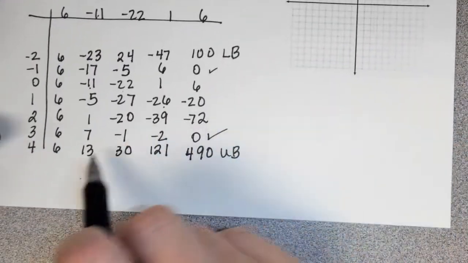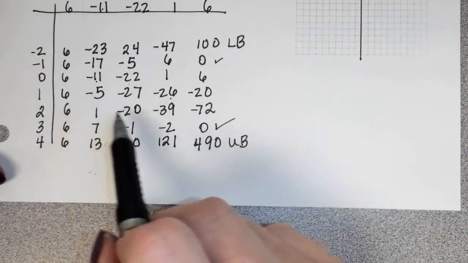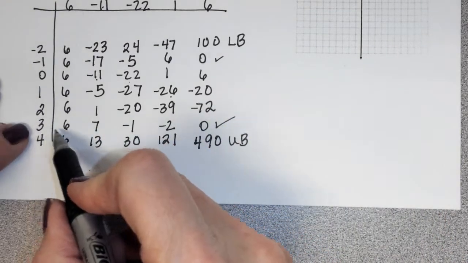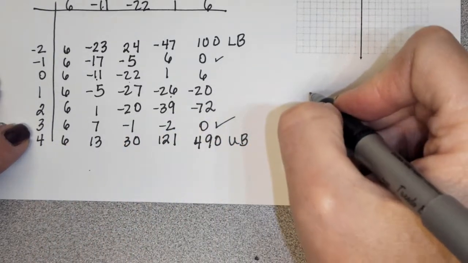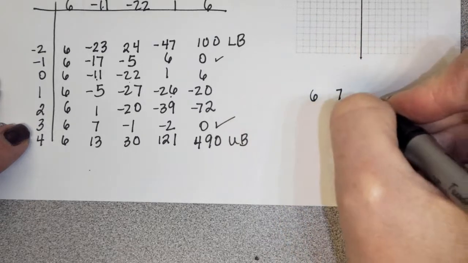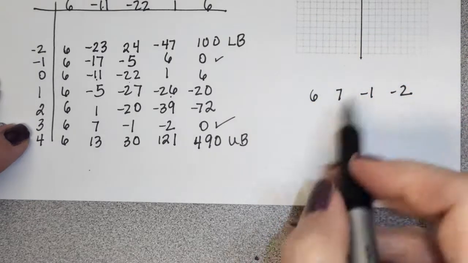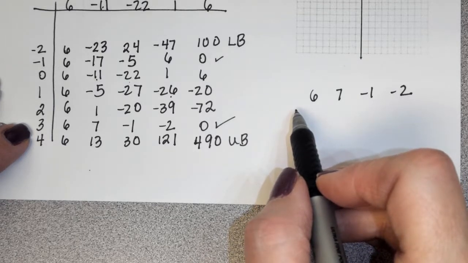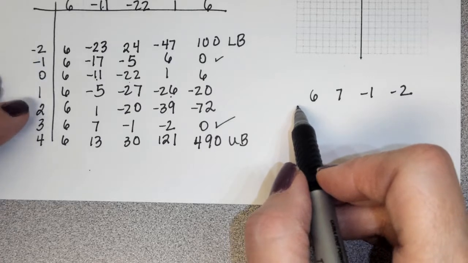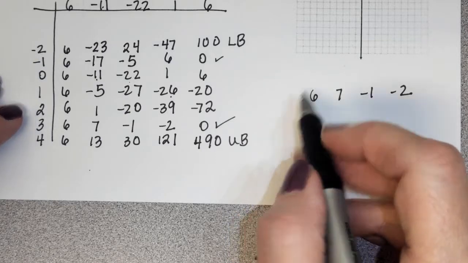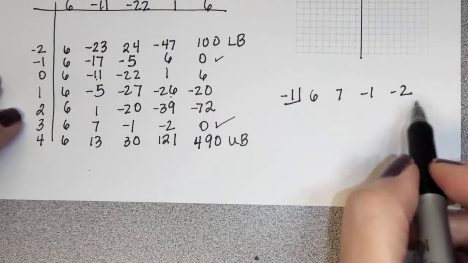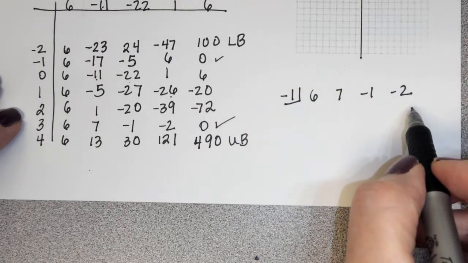Here's something that I'm not sure we've done, and this is the way that I think is the easiest. I'm going to take, say, this one right here. I have 6, 7, -1, and -2. What is the other one that I know already is a 0? What's the other x value that I know is a 0? -1. So I'm going to divide this by -1 because I know it's going to be a 0 for this.